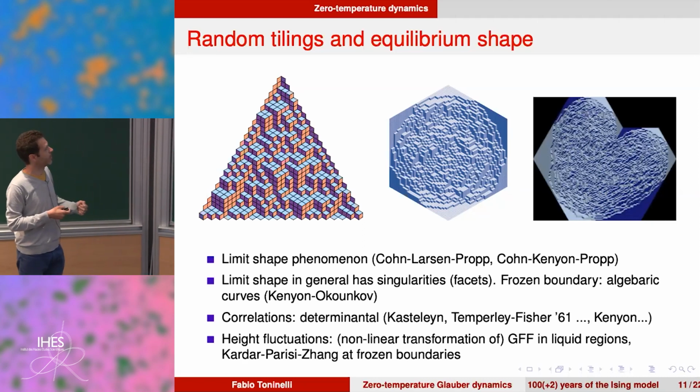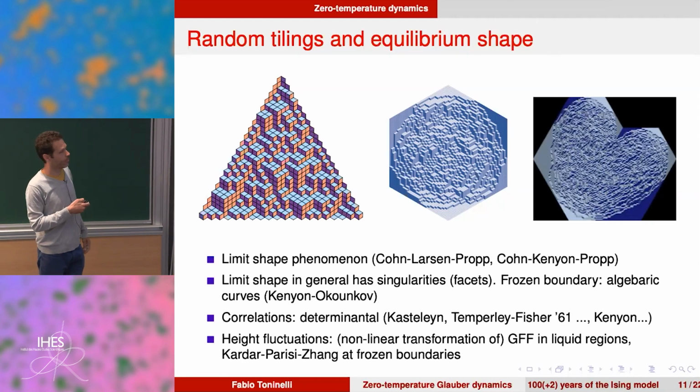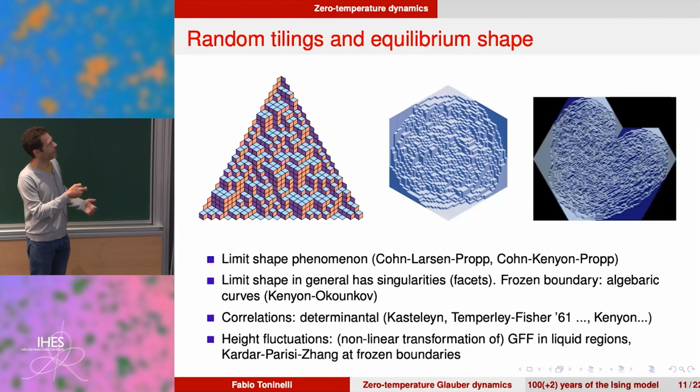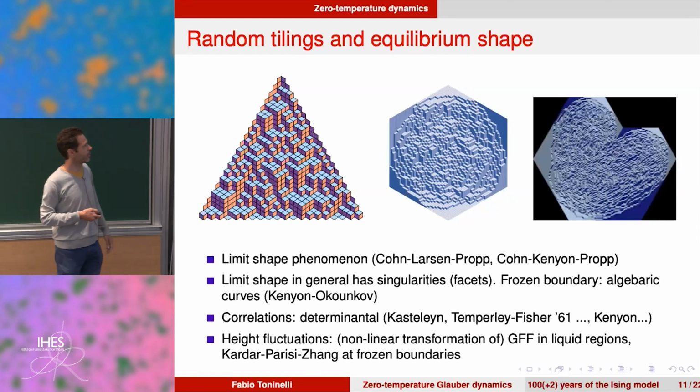So this is another feature you find in these tilings: separation between phases, where you still have a lot of fluctuations, and regions where fluctuations are almost absent. These are called the frozen phases.